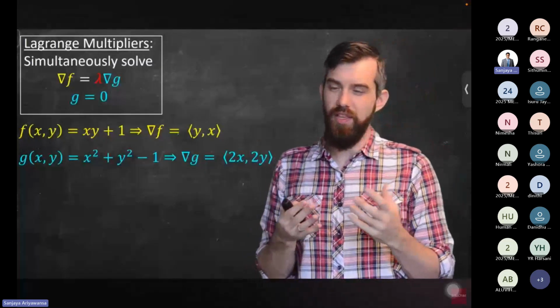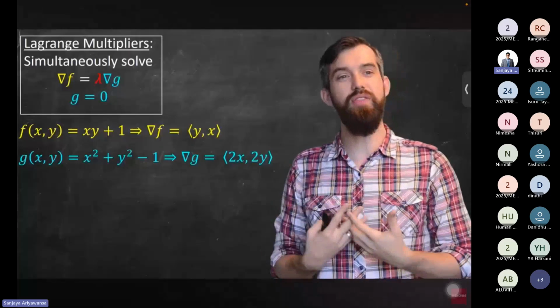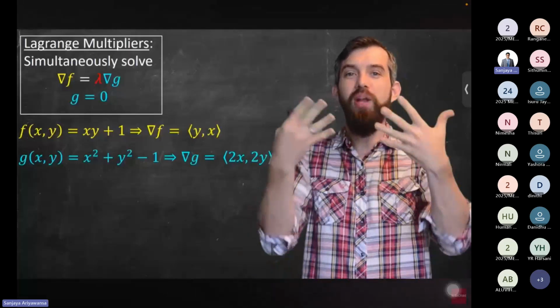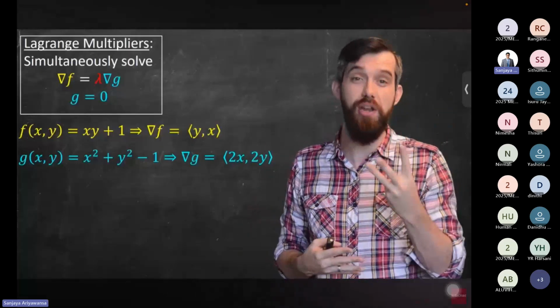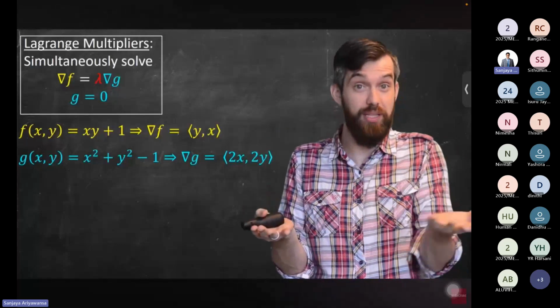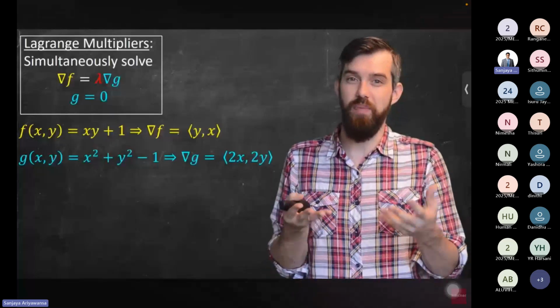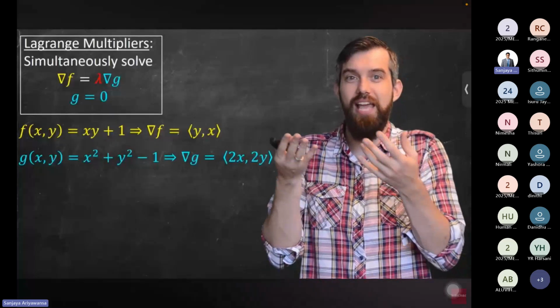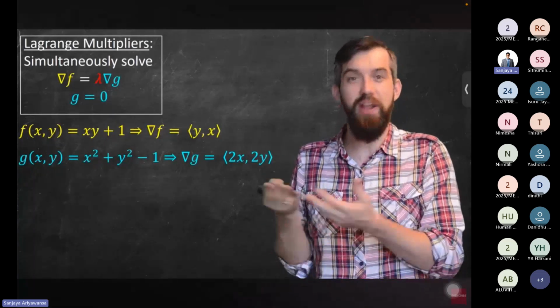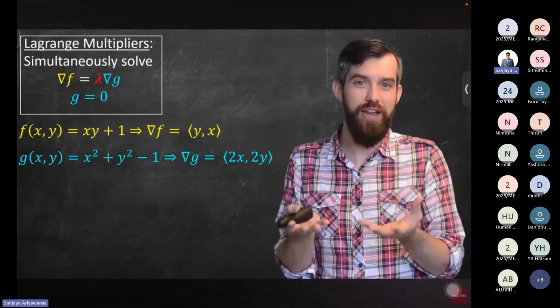So if I look at the two different equations that I began with, it turns out that these two equations are really three equations in three unknowns. The unknowns are the x and the y, and this new thing we've come up with, this lambda. So there are three unknowns, x, y, and lambda. But there are really three equations, because the first equation is a vector equation. Gradient of f is lambda times gradient of g, equating two two-dimensional vectors.